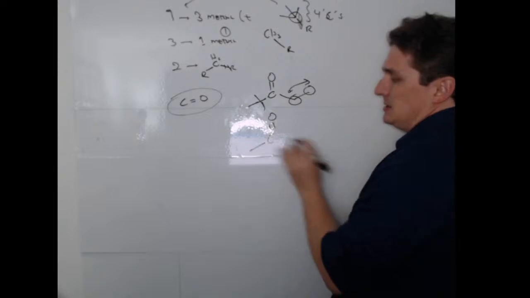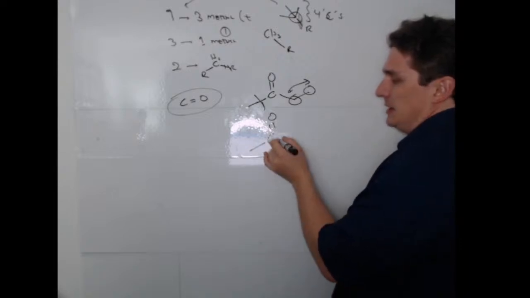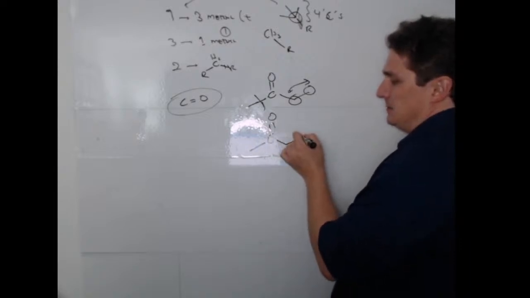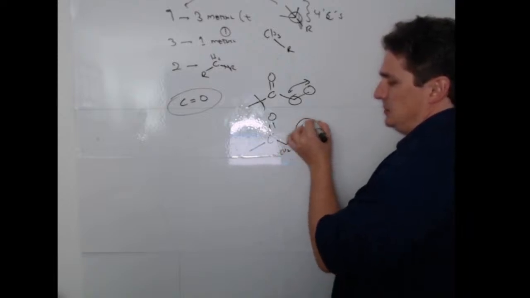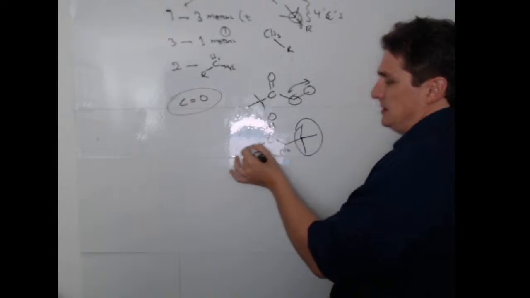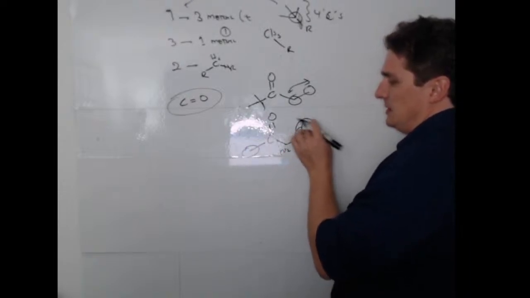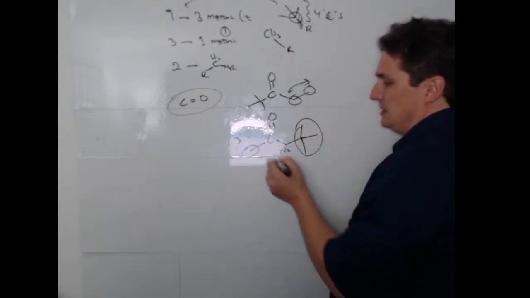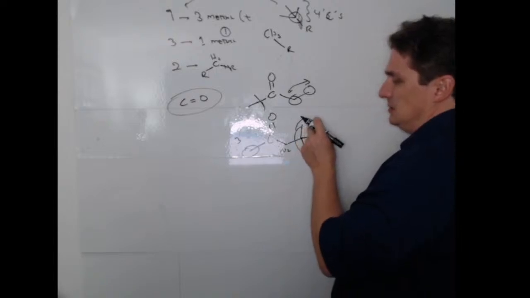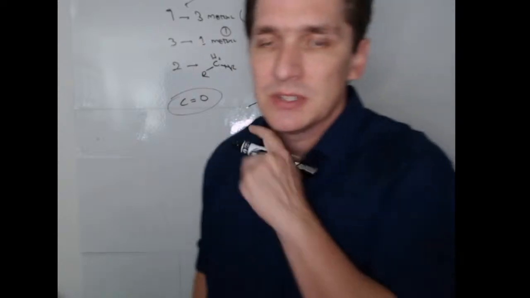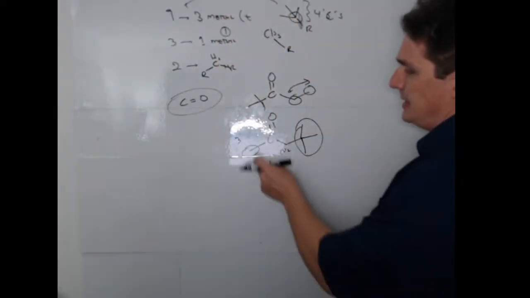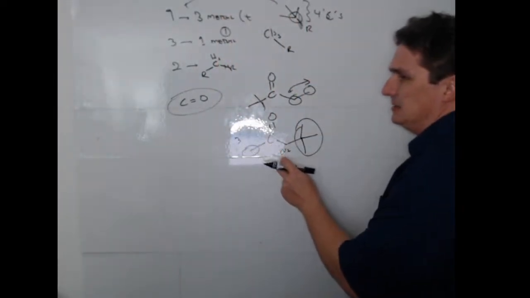Let's try putting the CH3 group to the left of the carbonyl, and now we've got our CH2 group down here, and we've got our tert-butyl group here. 1, 2, 3, 4, 5, 6, 7 carbons. 3, 2, plus 9. That'll give me 14 hydrogens. So this is my guess here.